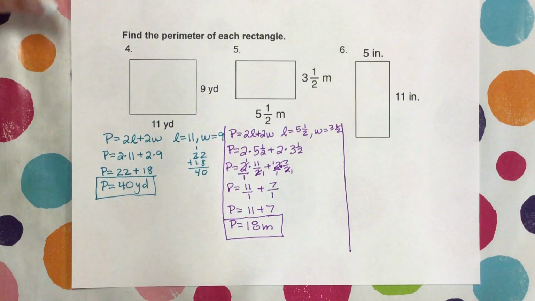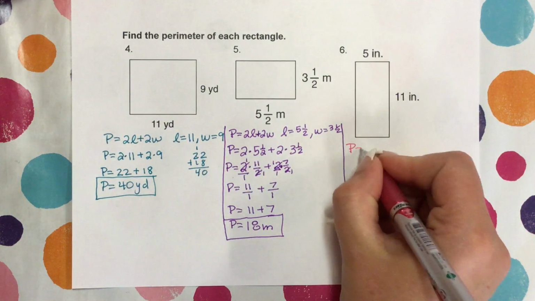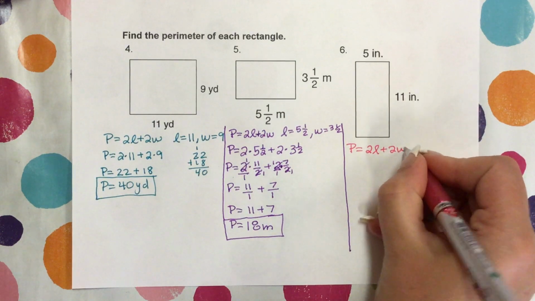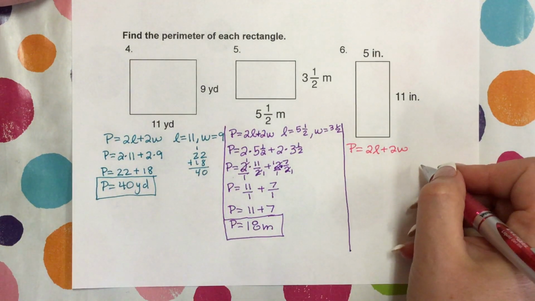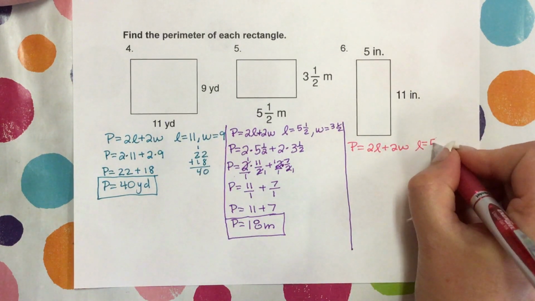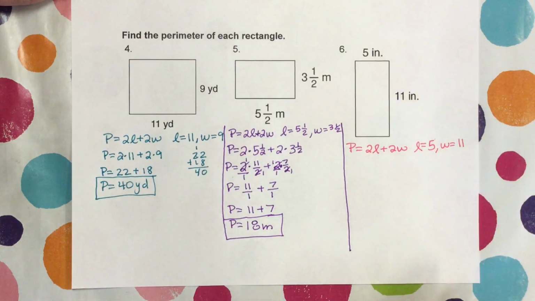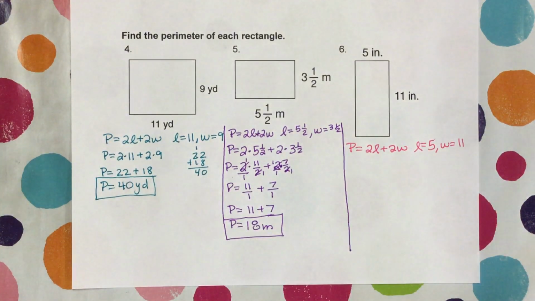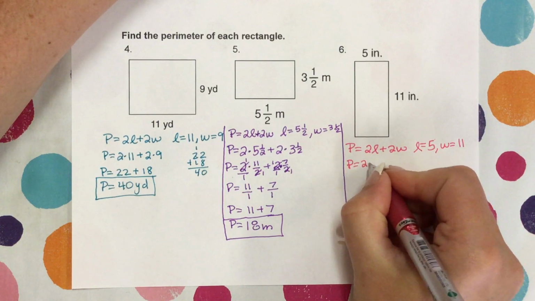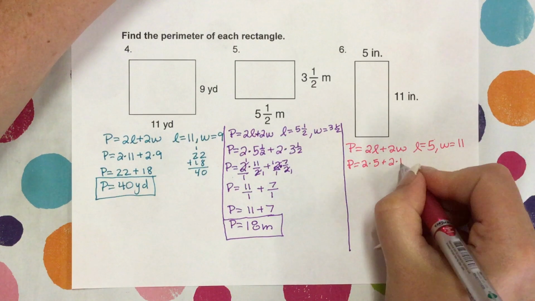So for problem 6, we are dealing with a rectangle again, so I'm going to write my formula. The perimeter equals 2 times L plus 2 times W. I'm going to define my terms. The length is, we'll call it 5, and the width is 11. Okay, then we're going to substitute those values in. So we have that P equals 2 times L, which is 5, plus 2 times W, which is 11.